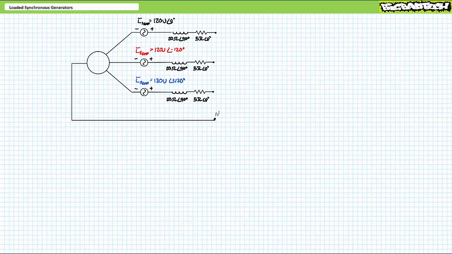In the previous lecture, we established 120 volts line to neutral, 208 volts line to line, 60 Hz three-phase AC. In the unloaded condition, no current flows through the internal stator resistance and inductive components, and no voltage is dropped across these components.